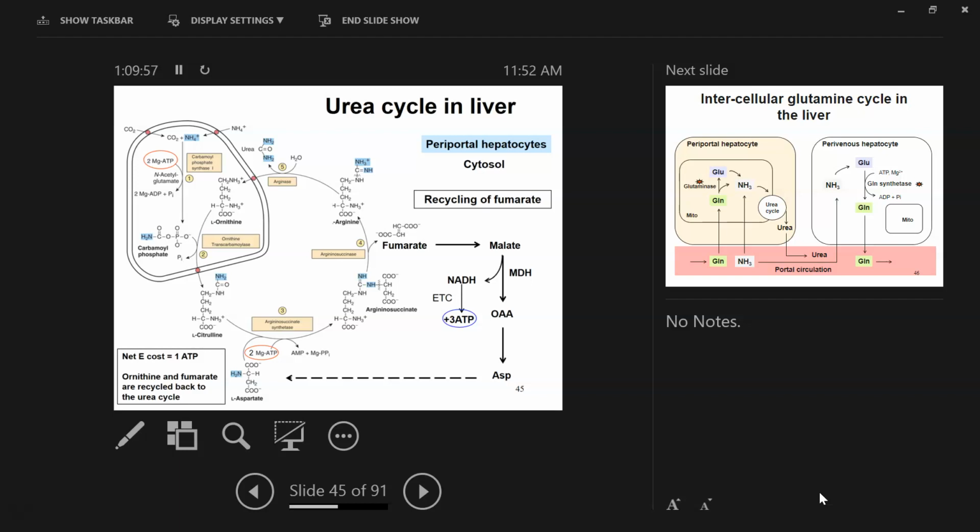So the net need of ATP, how many ATP for the complete urea cycle? One, right? Yes. Because four ATPs are used during step one and step three, and three ATPs are generated during the recycling of fumarate. So the net need of ATP is one, right? Does that make sense? Okay.